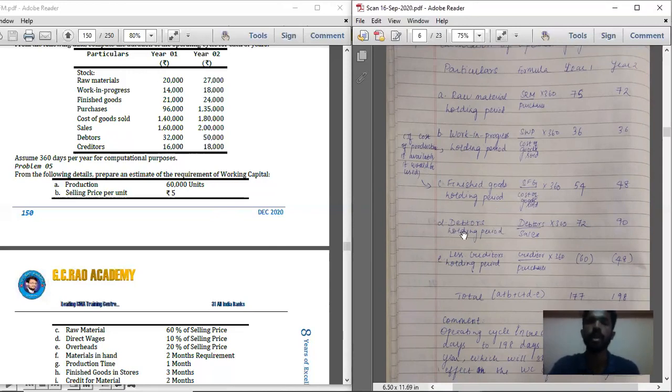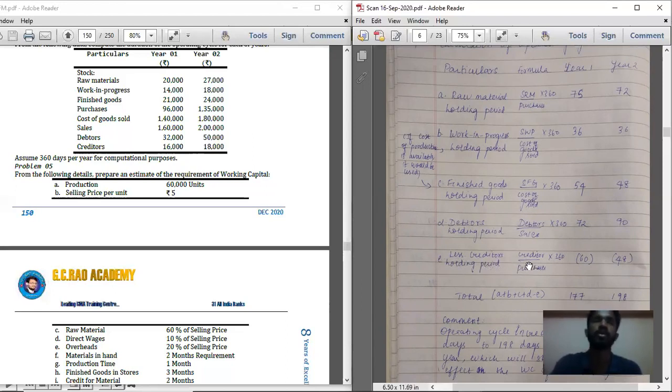So till point number D, it is current assets, so it is all positive, whereas creditors is a negative thing. So point number E, creditors, is a current liability, so you should deduct it. So less, point number E, less creditors. Underline it: less, creditors holding period.